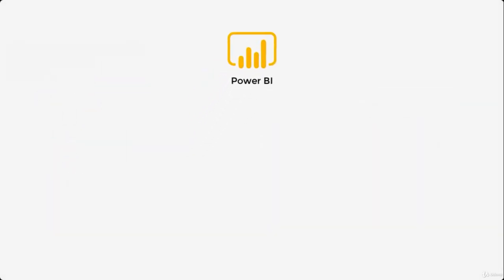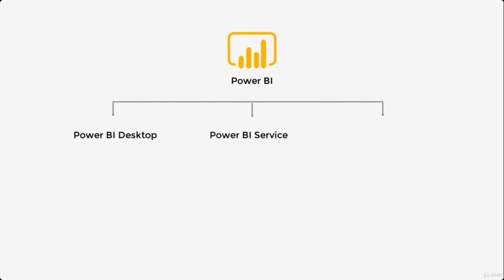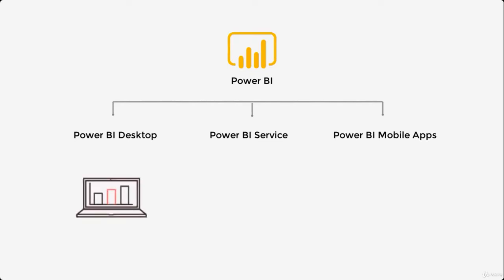Microsoft Power BI has three parts: Power BI Desktop, Power BI Service, and Power BI Mobile Apps. Power BI Desktop, which is a free Windows desktop application, is used to create reports, which is then published to Power BI Service. Power BI Service is an online service which helps you view reports and dashboards.